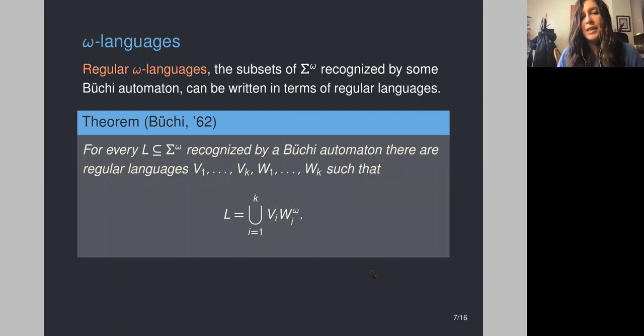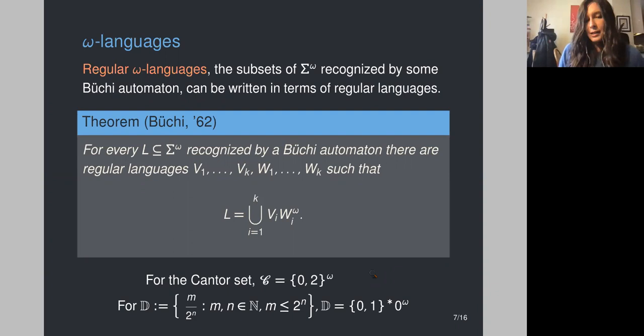This gives us a lot of control over these regular omega languages, because we know that they're just finite unions of a regular language concatenated on the right with an omega power of some regular language, which I'm going to call W_i to omega. Right, so as an example.